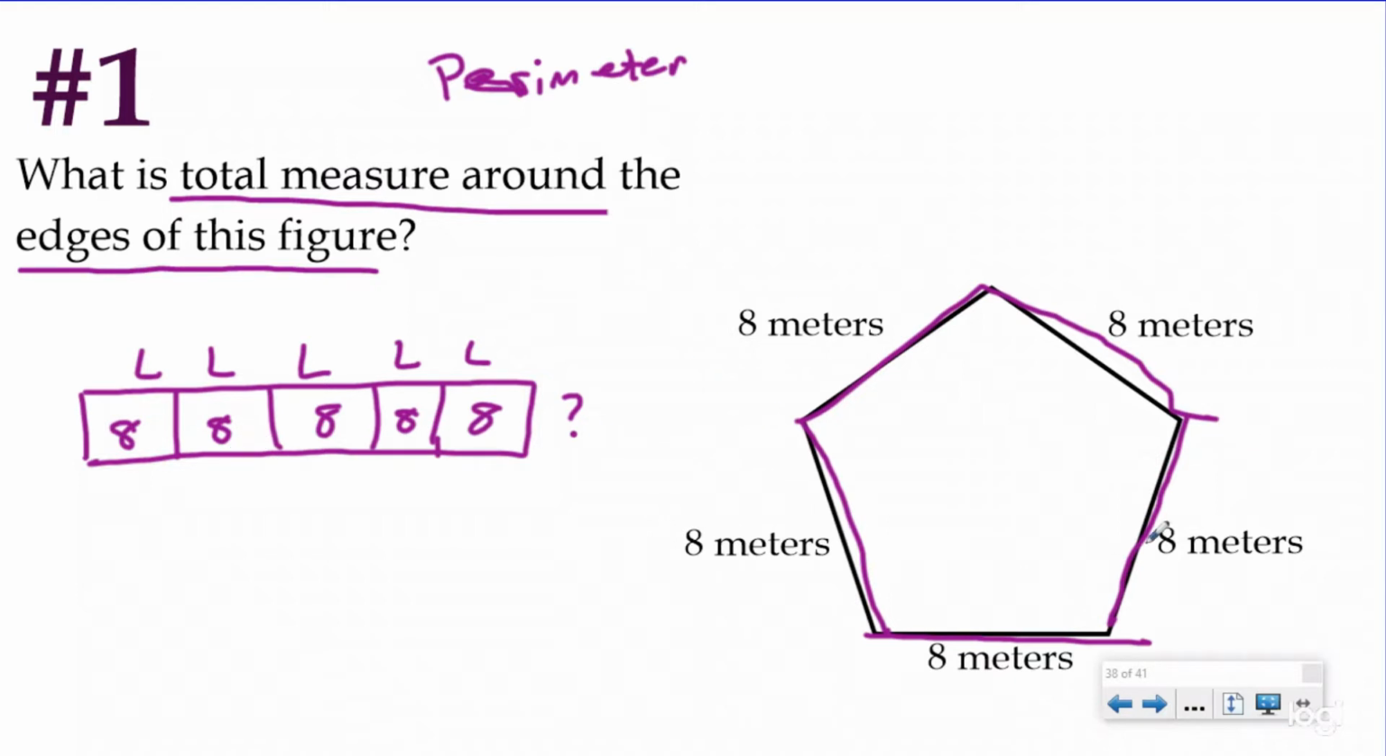I don't want you to still learn a formula for perimeter. I want you to understand what you're doing, because if you understand it, now you can say, wait a minute, I can do 5 times 8 and get the same answer. And your answer would be 40. The perimeter of this figure is 40 meters. If you got that one right, let's check out number 2. If not, you can go back and rewatch our first lesson, which is what is perimeter.